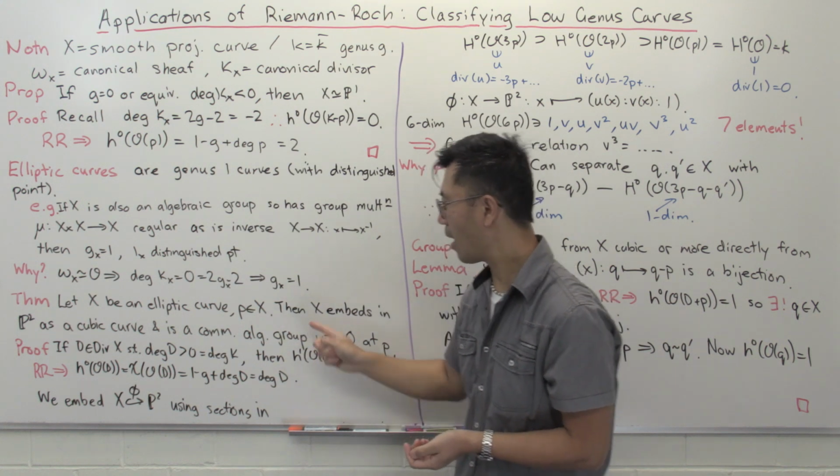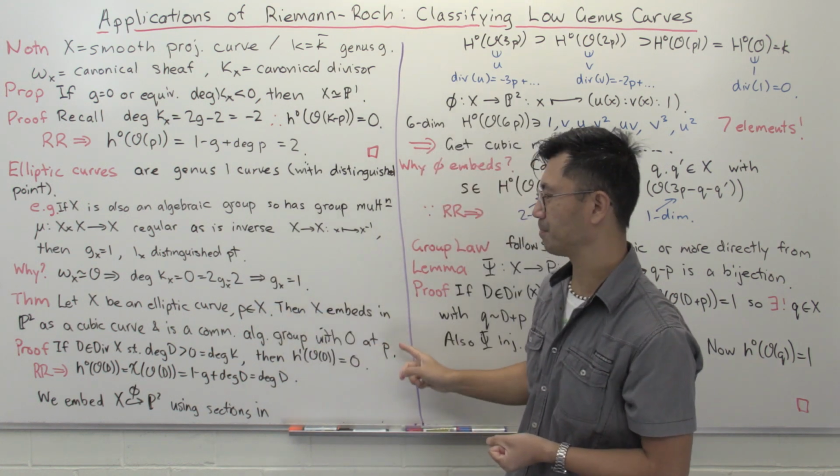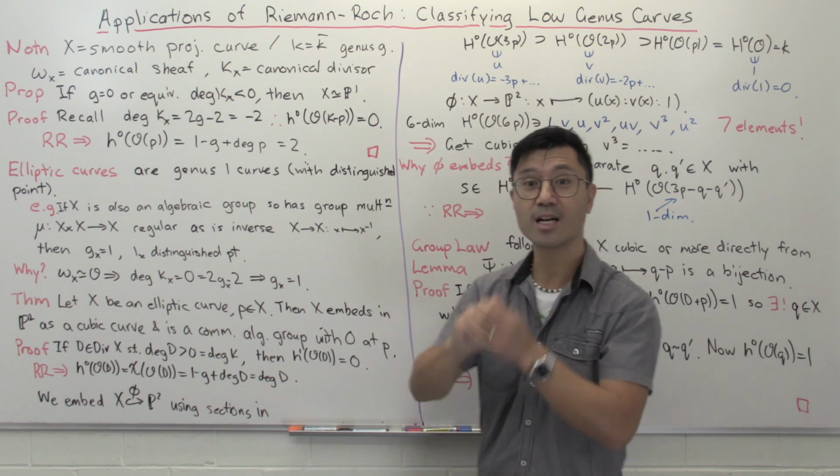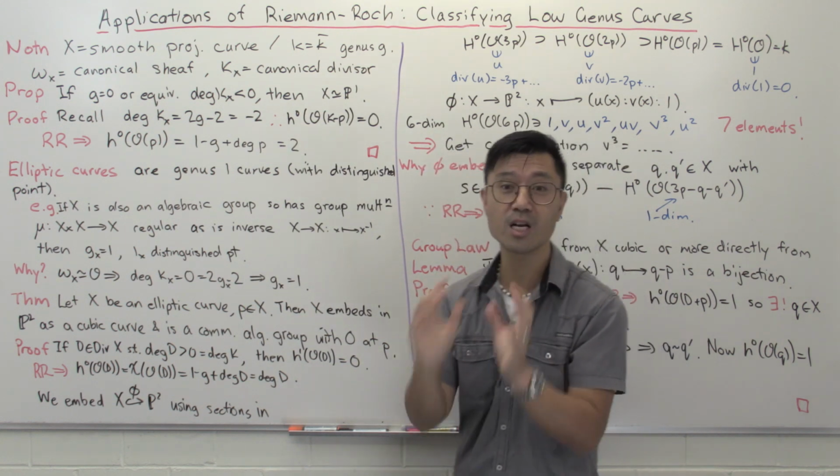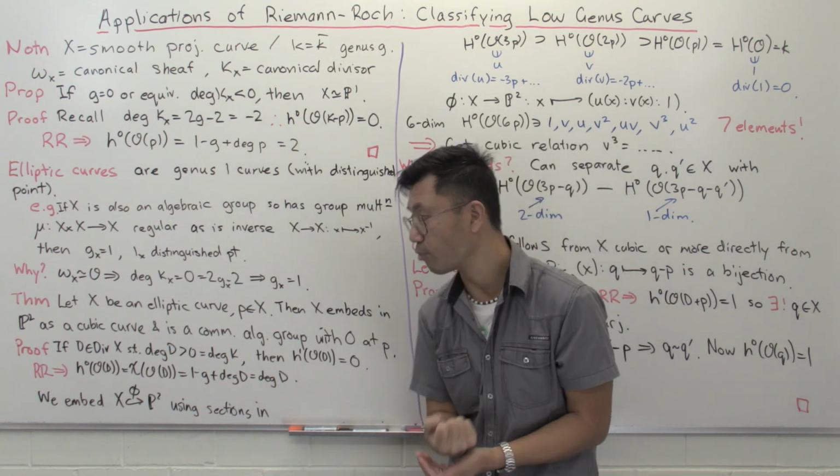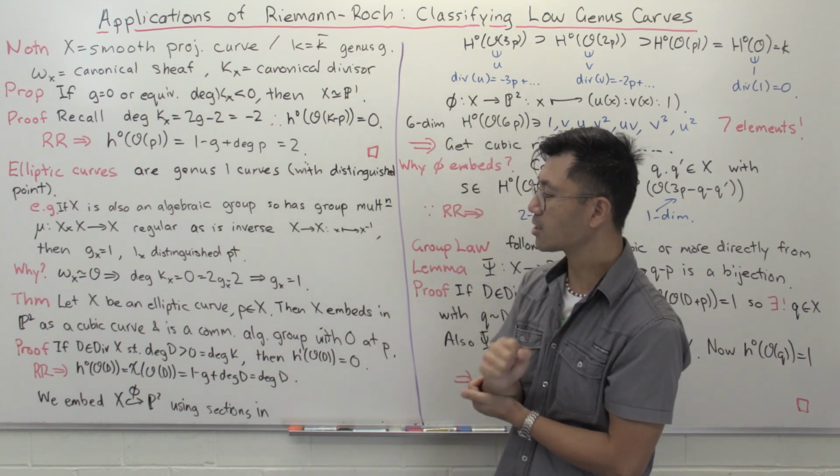Okay, so you'll have one group law for every point on there. Okay, so let's look at the proof of this theorem, and it's a really, really beautiful application of the Riemann-Roch theorem. Okay, so let's look at Riemann-Roch.